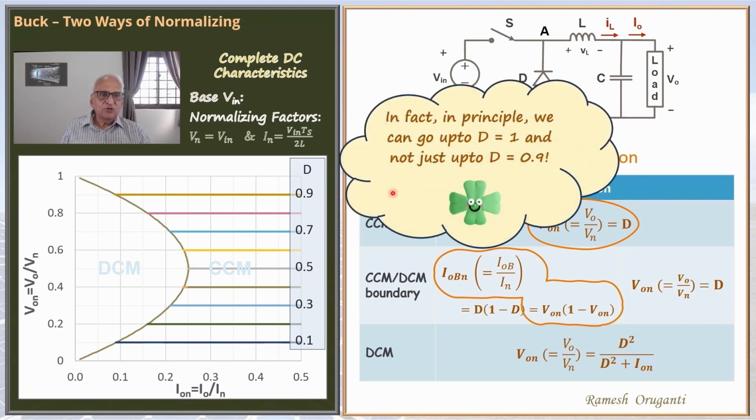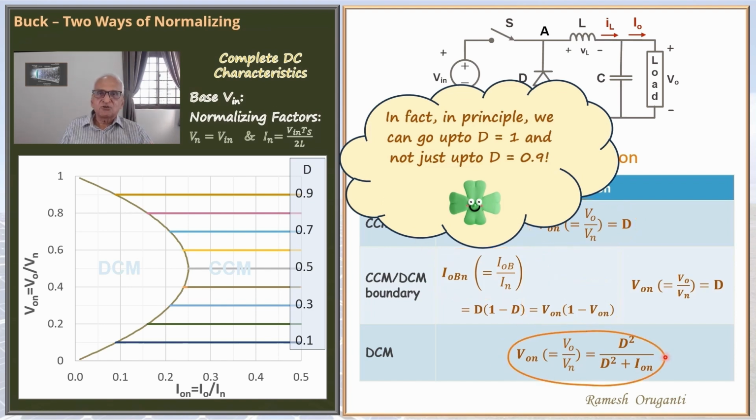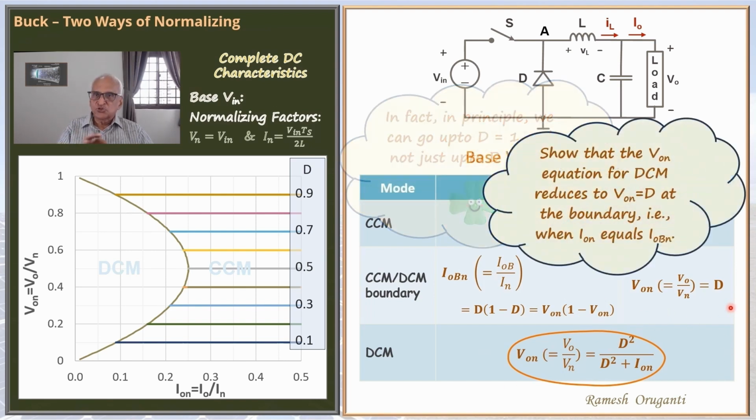Next, we will plot the DCM voltage curve. We will start with D equal to 0.1. When ION is equal to IOBN corresponding to D equal to 0.1, at that boundary, this equation also should be satisfied. So VON should be equal to 0.1. Please check it out and see for yourself if it is true.